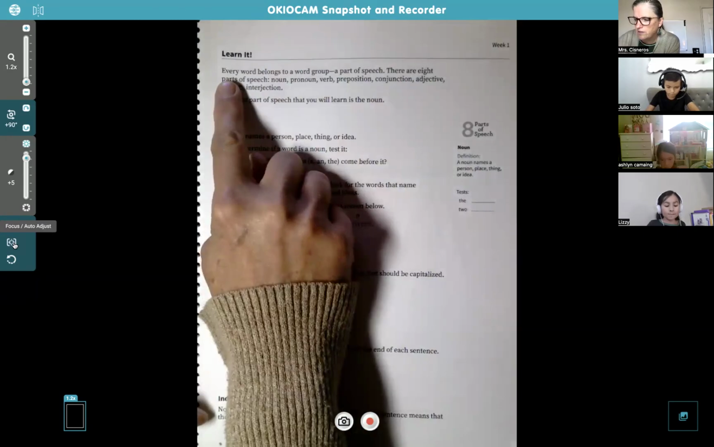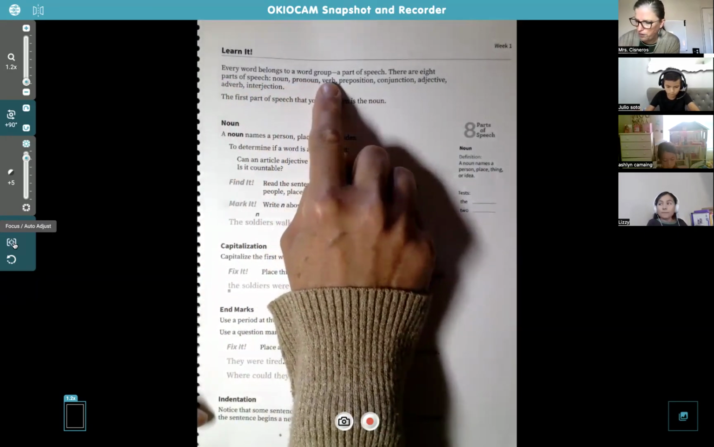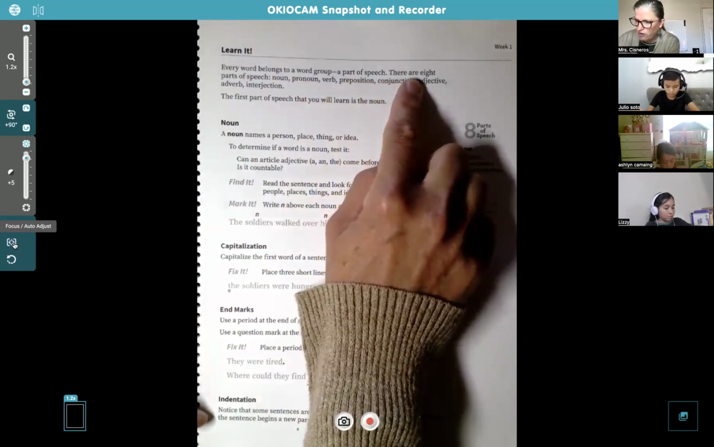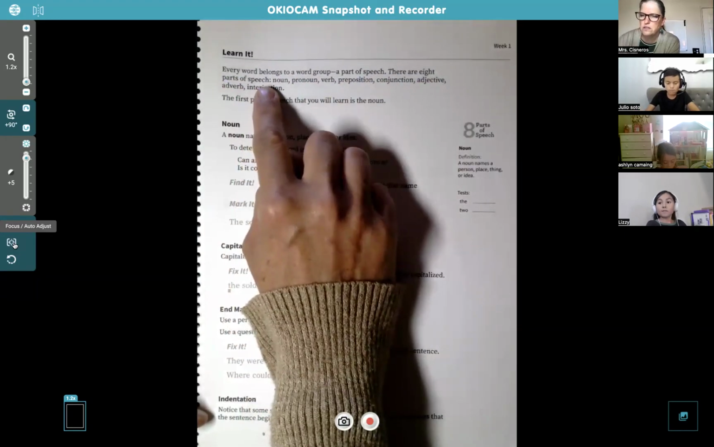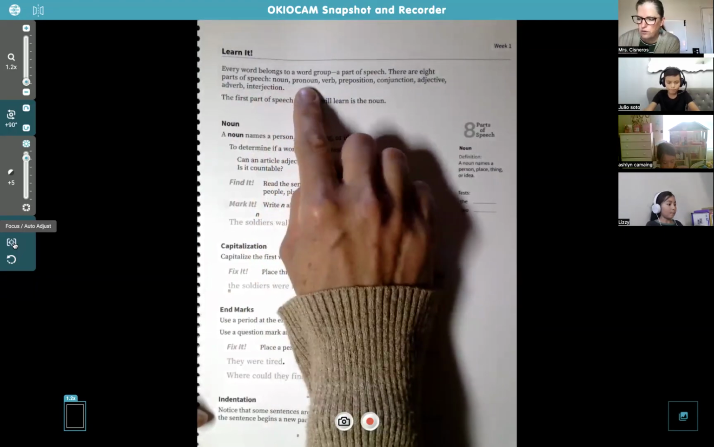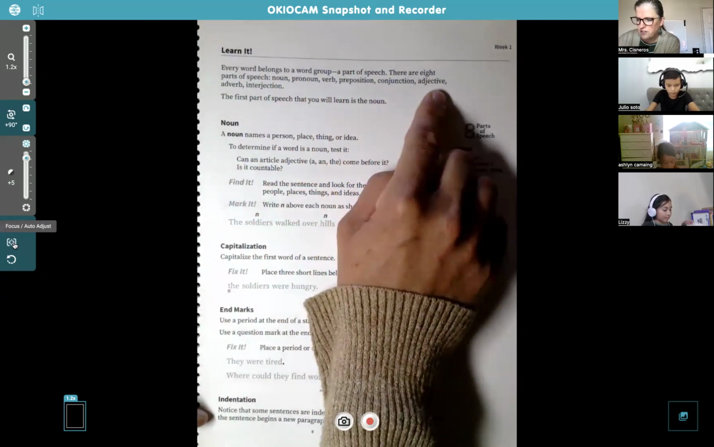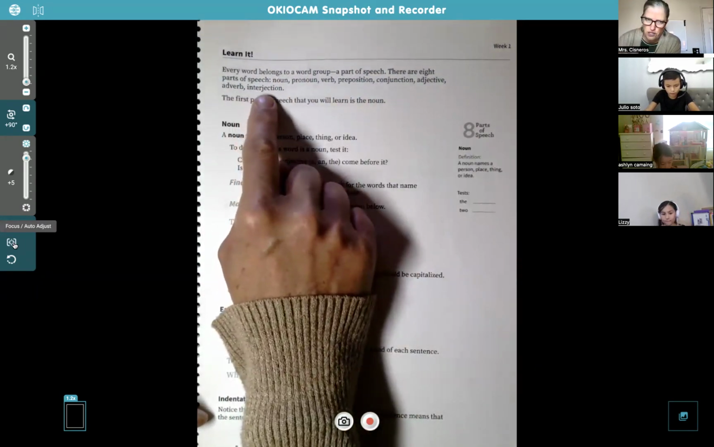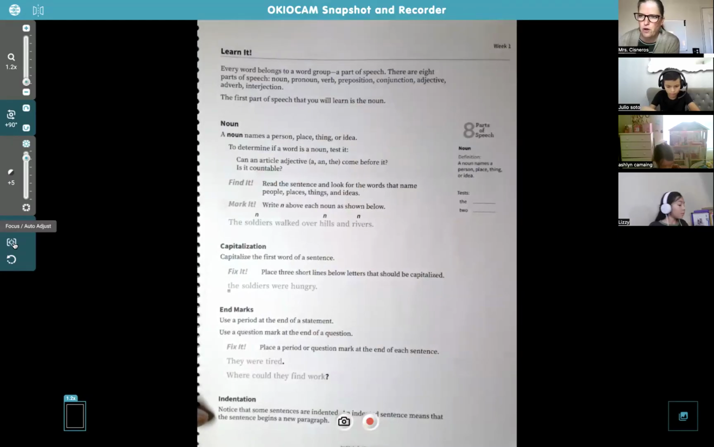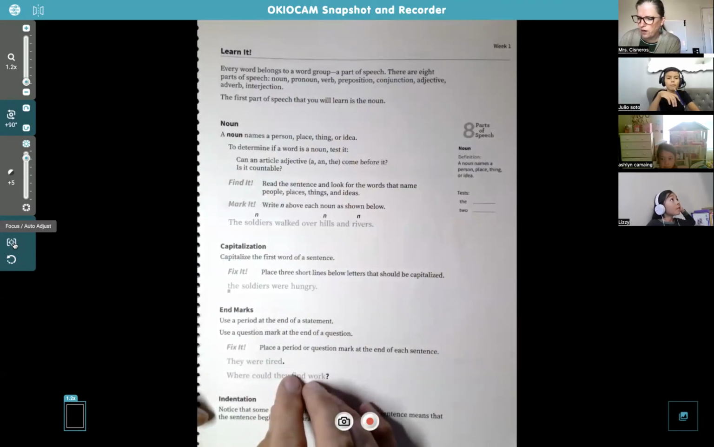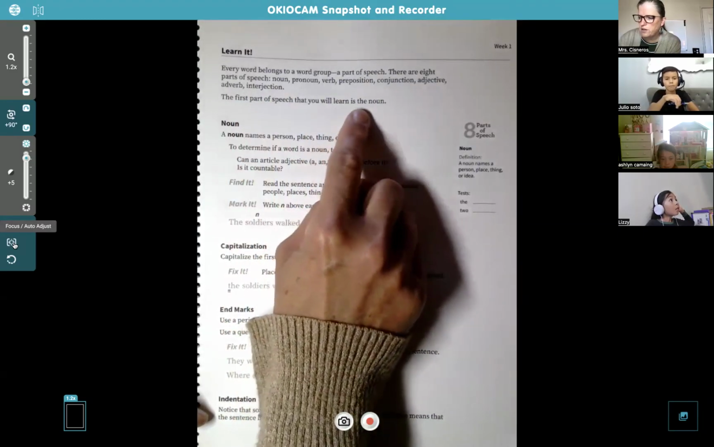So it says every word belongs to a word group, a part of speech. There are 8 parts of speech. This is all of them: noun, pronoun, verb, preposition, conjunction, adjective, adverb, interjection. And some of those you might go, oh, I know what that is. And some of them you might go, I have no idea what that is. I haven't even heard of that one before. I bet you know what a noun is, though. That one's pretty easy. You probably learned that one before. But the first part of speech that you will learn is the noun.